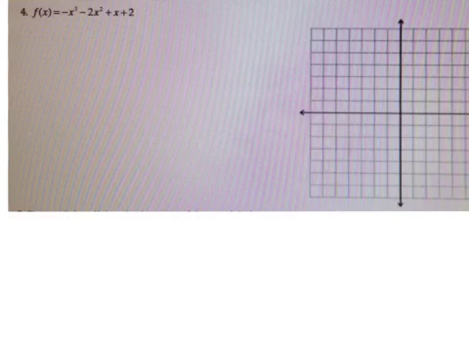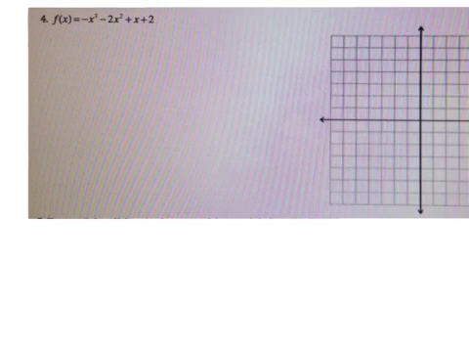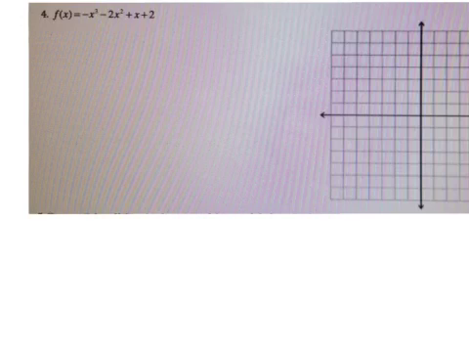Okay, this is number 4 on your homework, and I chose to do this one because I know it can be kind of confusing when you see that negative out in front with a negative x cubed. So I wanted to go over this one.